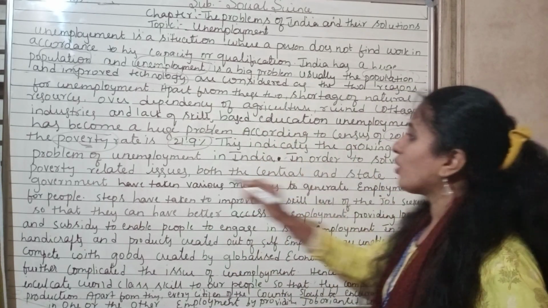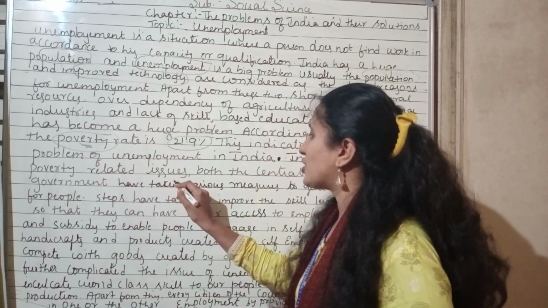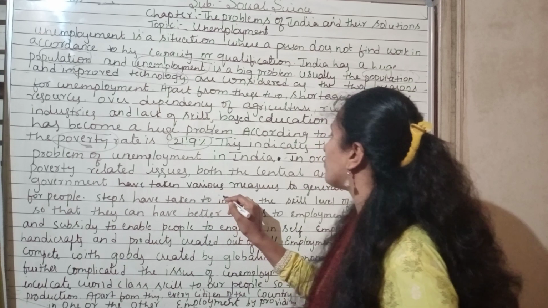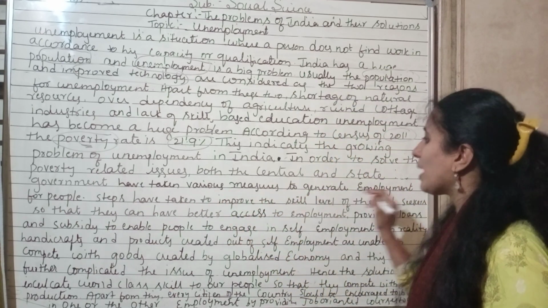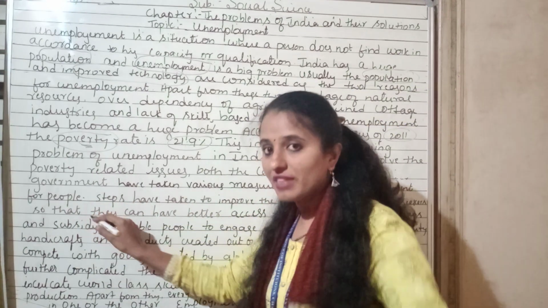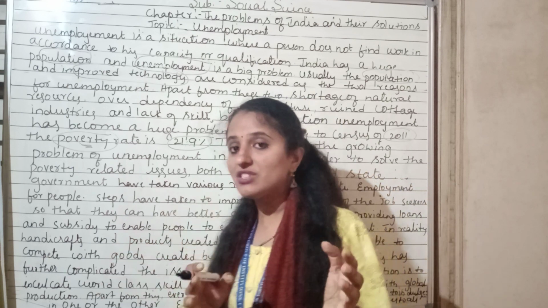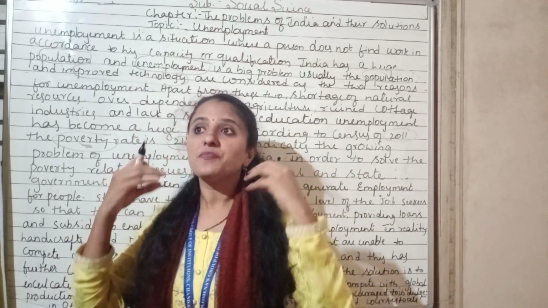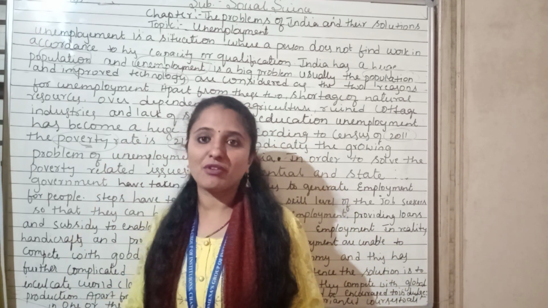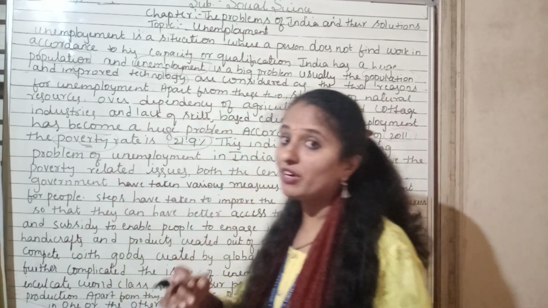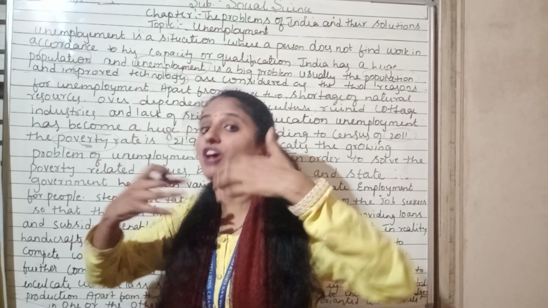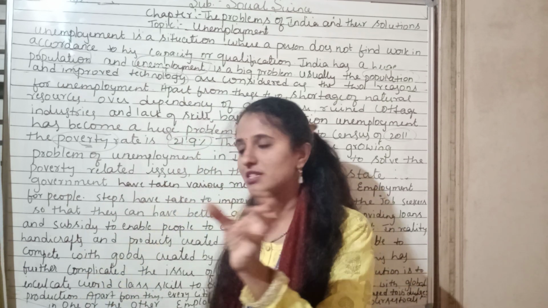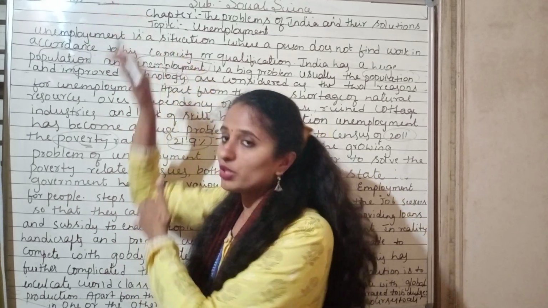In order to solve the poverty related issues, both the central and the state government have taken various measures to generate employment for the people. The central as well as the state government, both of them have taken some steps to control this poverty line in India. Here poverty line means you have to consider giving the opportunity for employment.